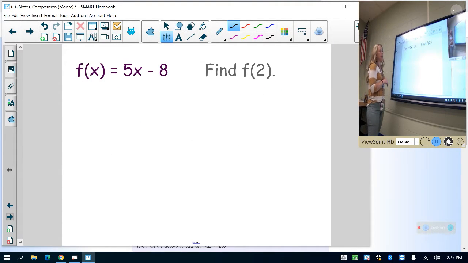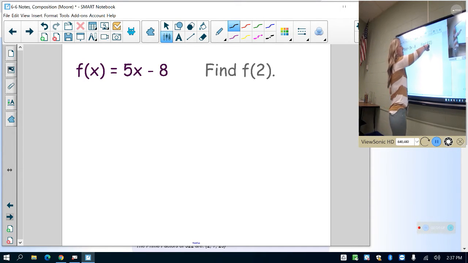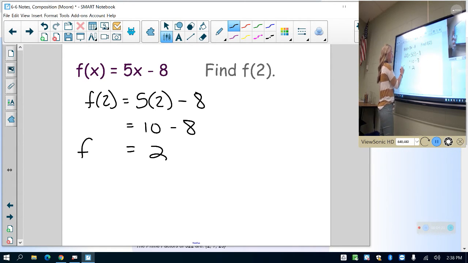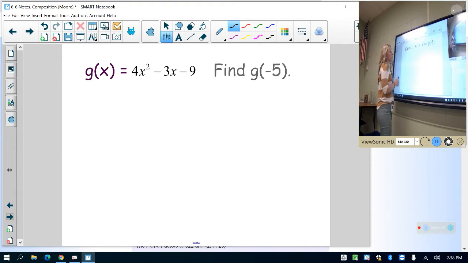5x minus 8, find f of 2. Now this is just when you are finding the value of a function, so you're just going to replace all the x values with 2 instead of x. So I have f of 2 equals 5 times 2. Replace your x with 2, minus 8. 10 minus 8 is 2. So f of 2 is actually just 2. Find g of negative 5. I'm going to take negative 5 and replace all the x's.